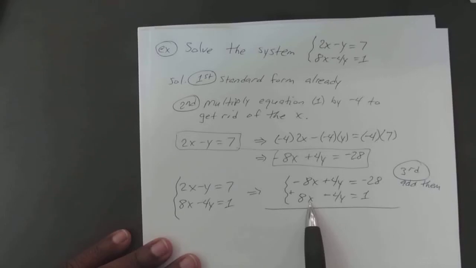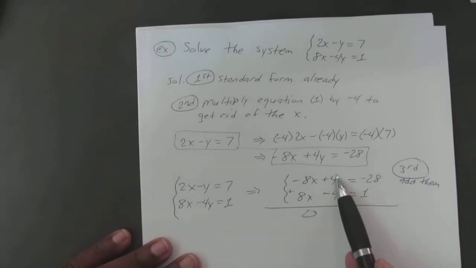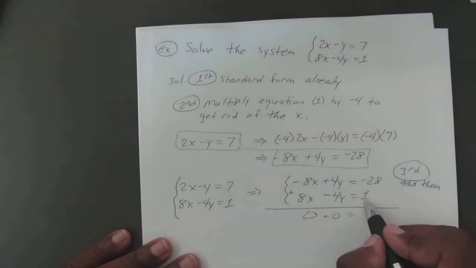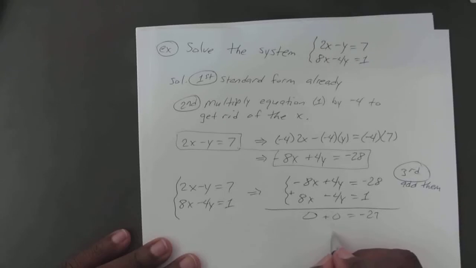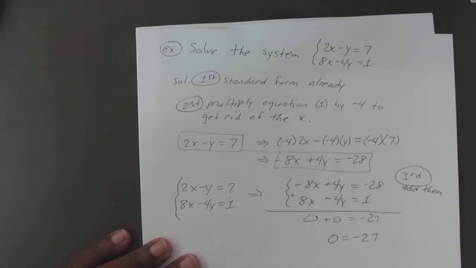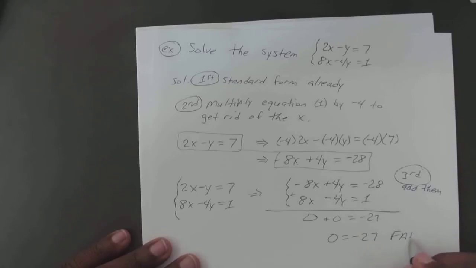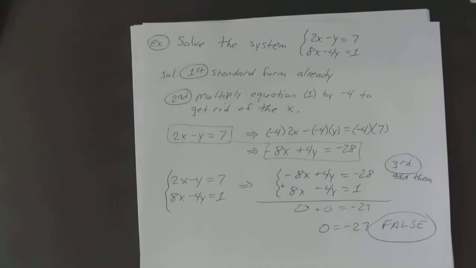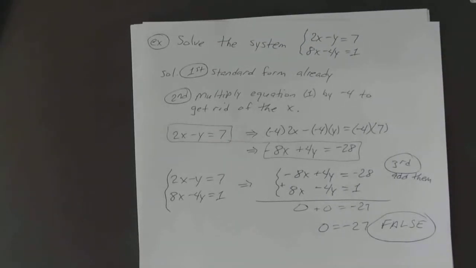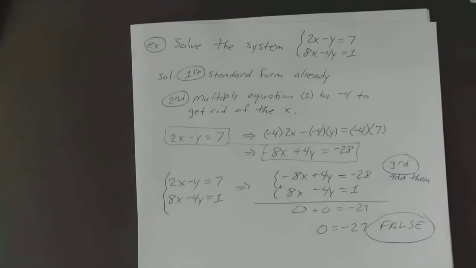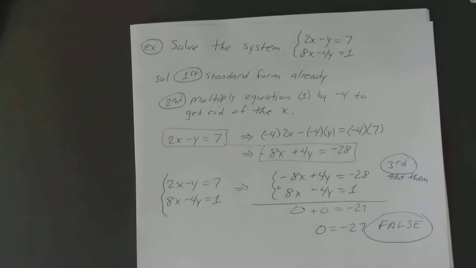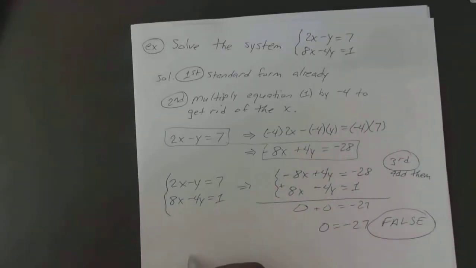So you have -8x plus 8x is 0. Plus 4y minus 4y is 0. -28 plus 1 is -27. So you have 0 equals -27, which is false. So when all variables disappear and we're left with a false statement, what does that mean? Yep, inconsistent, which means there are no solutions. So no solution.